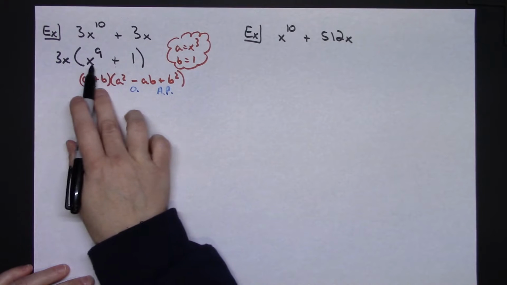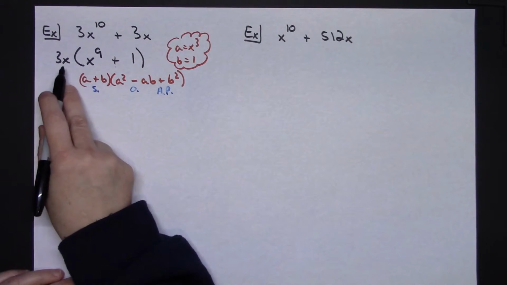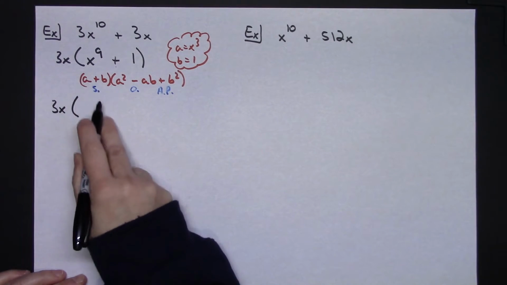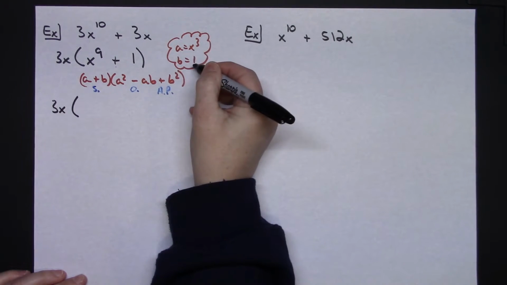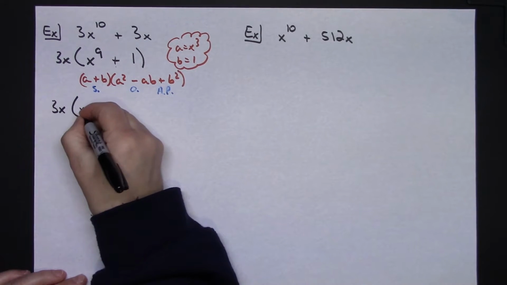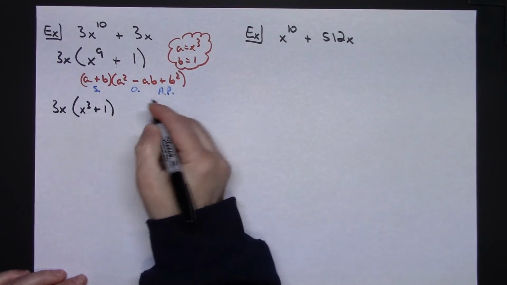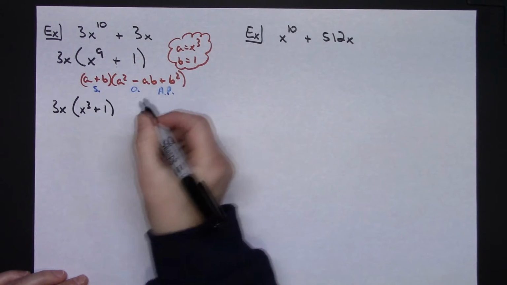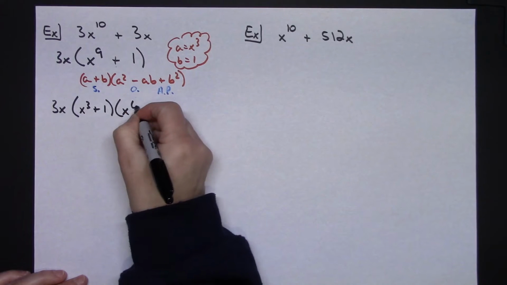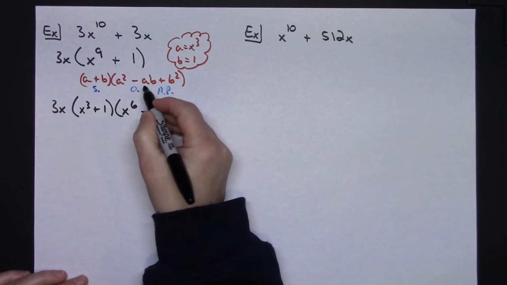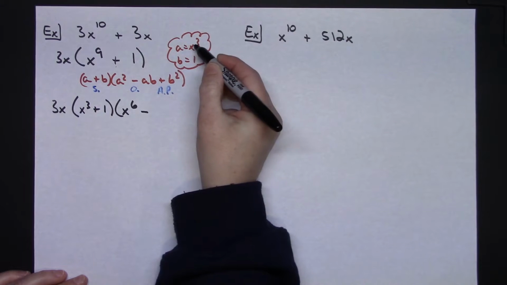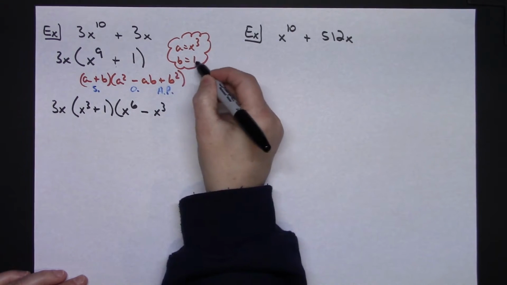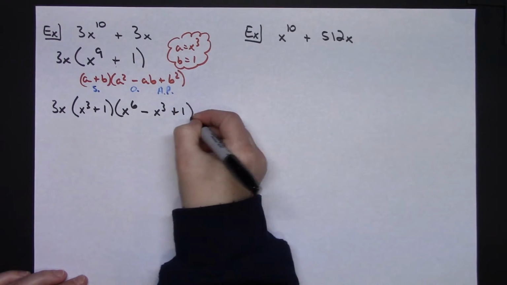Alright, now let's go ahead and attempt to factor this perfect cube here. I'm going to keep the 3x out in front. Then I've got a plus b, so I'm just going to have an x to the 3rd plus 1. Now I've got to go through and square my a, so x to the 3rd squared would give me an x to the 6th. Then it's going to be a minus. I'm going to take a times b, so I'm going to multiply these two. That would give me an x to the 3rd. And then I need to square b. b is 1, so that's going to be a plus 1.